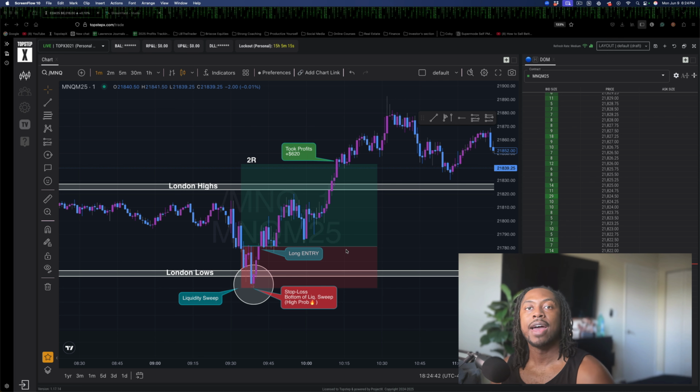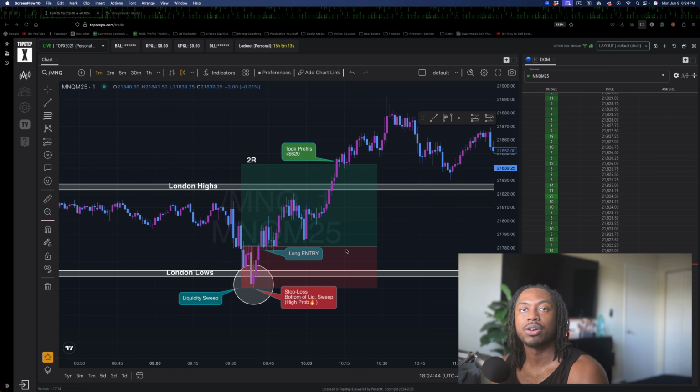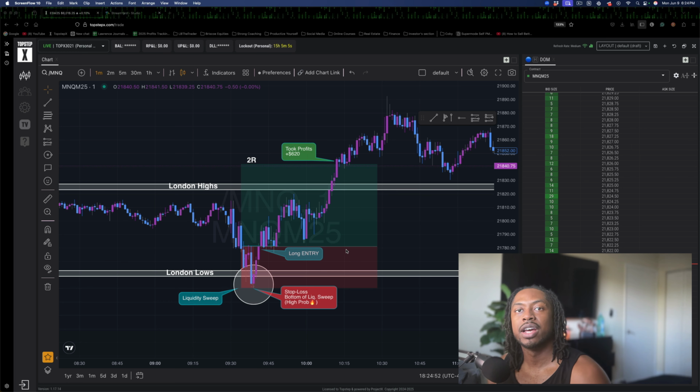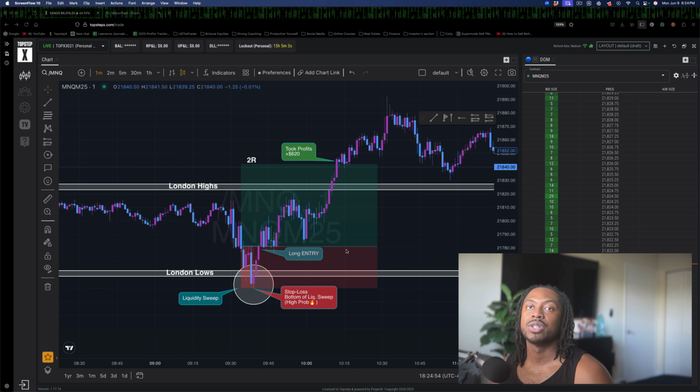Step two, have a high probability entry model, something objective and repeatable. And then step three, go for a 2R, and that will be your profit target. And then the last step is your stop loss, which I said before, should be at the bottom of the liquidity sweep if you're going long, or high of the liquidity sweep if you're going short.